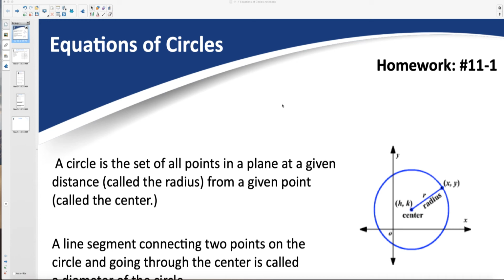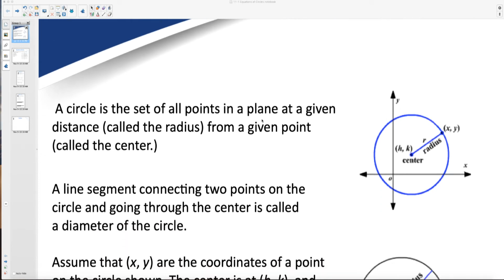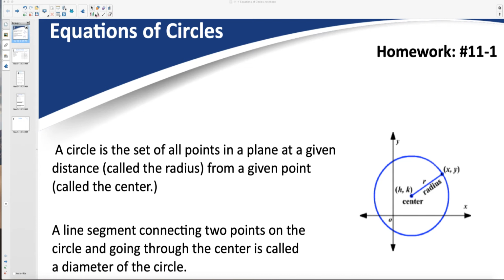So this is the first lesson of our new unit, which has to do with circles. Today we're going to look at equations of circles. Now a circle is a set of all points in a plane at a given distance called the radius from a given point called the center.